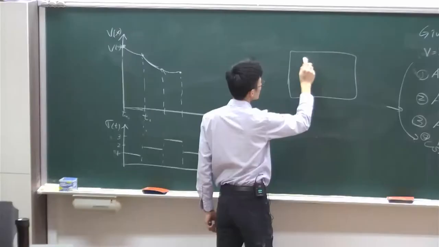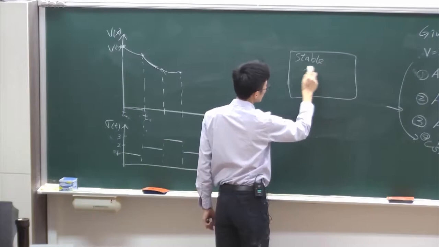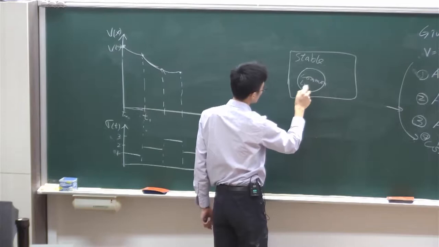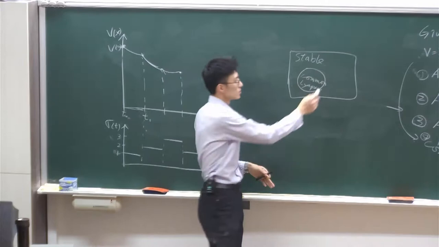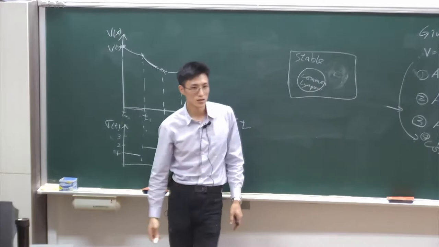Like this is stable, but if you can find a common Lyapunov function, the common Lyapunov function is in a set of stable. If you can find one, that guarantees stability. But if you cannot find one, that means it can be somewhere here. That was not the case for a common Lyapunov function to exist, but it could still be stable.